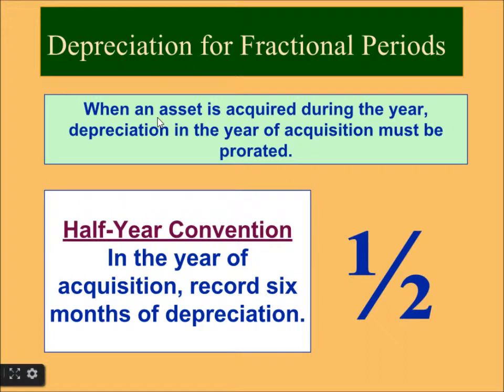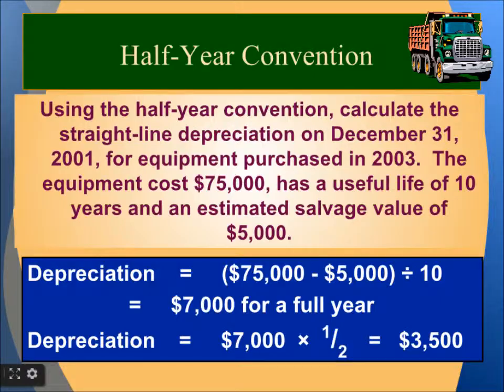Depreciation for a fractional period. When an asset is acquired during the year, depreciation in the year of acquisition must be prorated. Half-year convention: in the year of acquisition, record 6 months of depreciation, as half. So let's see an example of the half-year convention. Using the half-year convention, calculate the straight line depreciation on December 31st, 2001 for equipment purchased in 2003. The equipment cost 75,000, has a useful life of 10 years, and an estimated salvage value of 5,000.